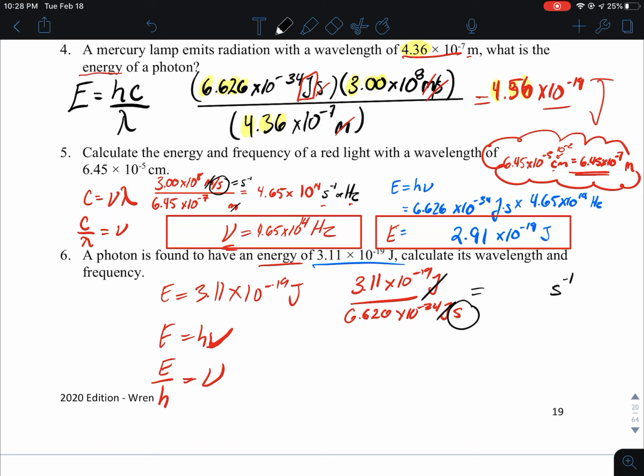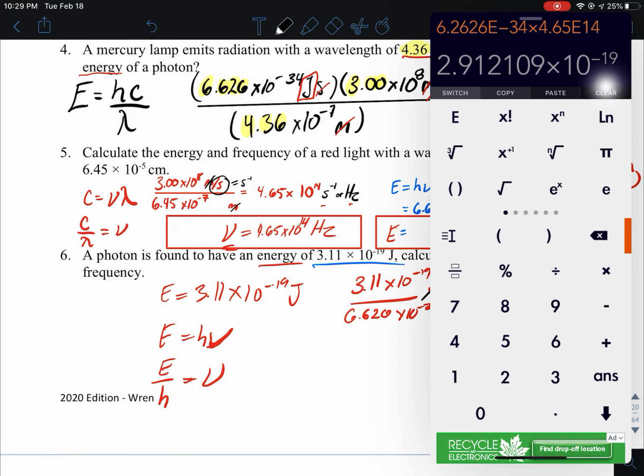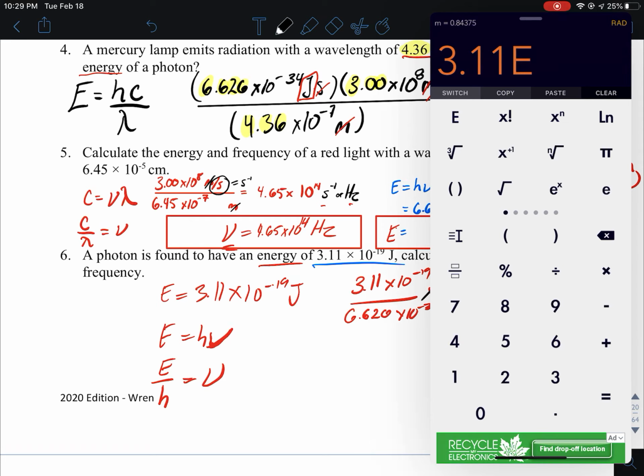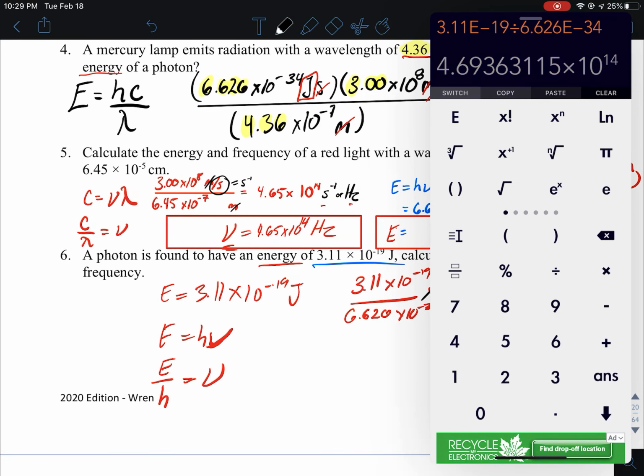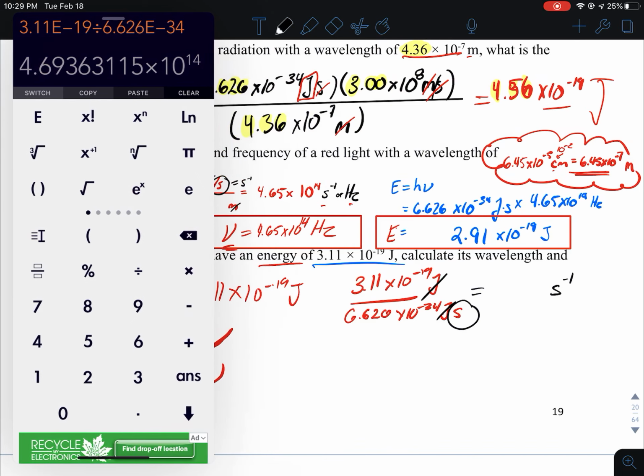I'm looking at my exponents just to do some mental gymnastics here. I'm doing a minus 19 divided by a minus 34, so I should be getting an answer in the 14s, I think. So let's see how we do. So 3.11 E. If you have these E functions on your calculator, they sure save you a lot of trouble. You don't have to write the times 10. You just put the big E and then the exponent. And then I'm going to divide that by 6.626, and again an E and a negative 34. This also saves you doing any brackets. The E will connect it to the first number, so you don't have to use a bracket. Although feel free to use extra brackets. It never hurts to be prepared.